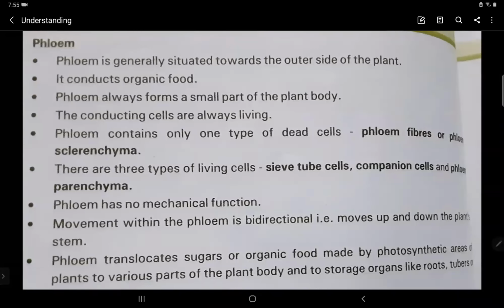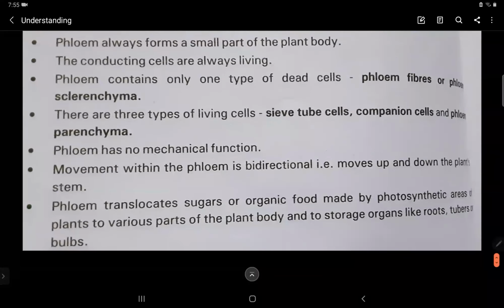Phloem has no mechanical function. Movement within the phloem is bidirectional, which means that it moves up and down the plant stem. Phloem translocates sugar or organic food made by photosynthetic areas of plants to various parts of the plant body and to storage organs like roots, tubers, or bulbs. So let's move on to dermal tissues.